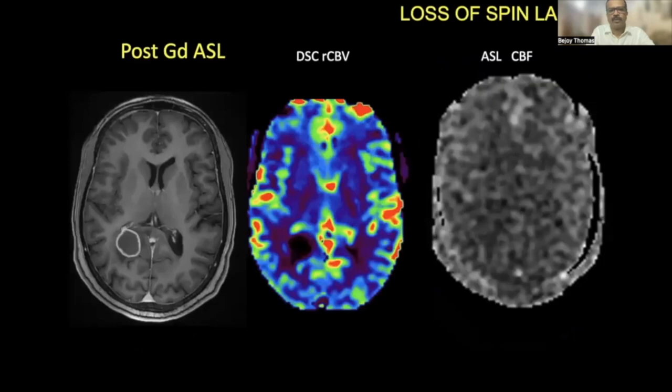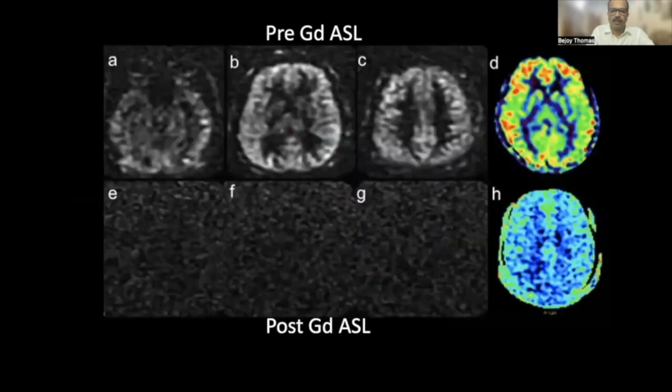So what happens if you do ASL after gadolinium injection? There will be shortening of the T1, and we know that with shortening of T1 there will be a loss of signal, and you will not see any ASL signal. So if you are doing ASL perfusion imaging, it has to be done before injecting contrast. You cannot do DSC perfusion followed by ASL perfusion. If you want to do both, you have to do ASL perfusion first, followed by gadolinium injection.